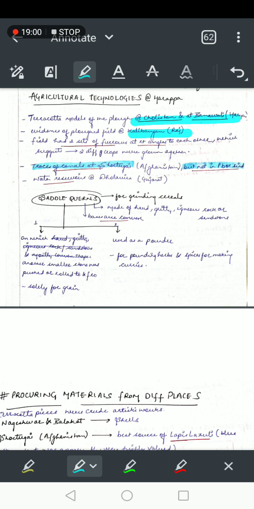Traces of canals were found at Shortugai in Afghanistan. This canal indicates that there was irrigation, meaning agriculture was there, but such canals were not found in the Punjab or Sindh. There were water reservoirs at Dholavira, Gujarat.